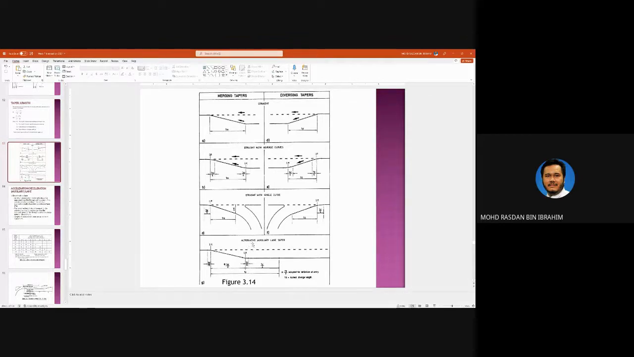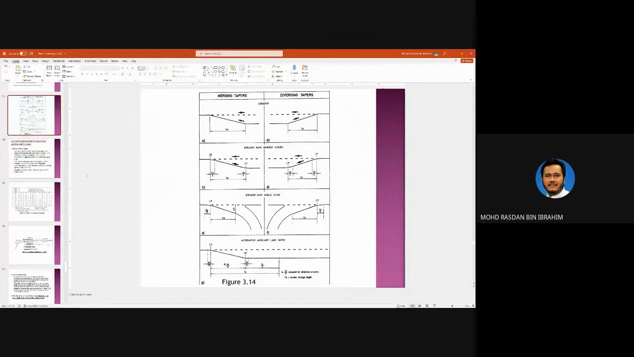So this is alternate, auxiliary lane taper. So you have a taper and you have a parallel segment over here. So it depends on the space that you have, how much space you have and how much volume of traffic. But if you have the space, might as well provide this auxiliary lane, because it is safer.